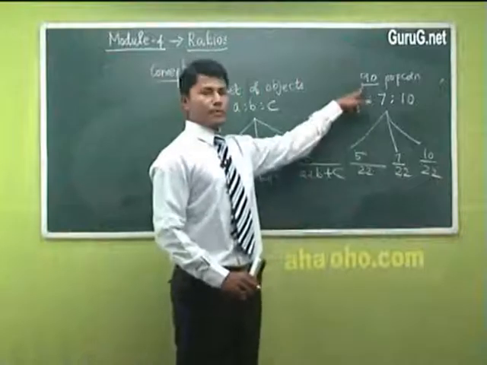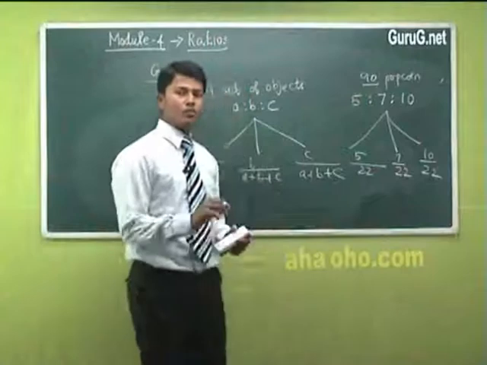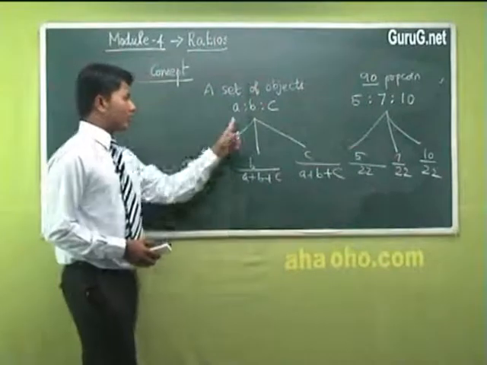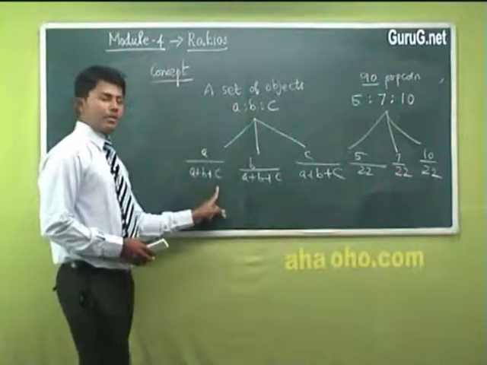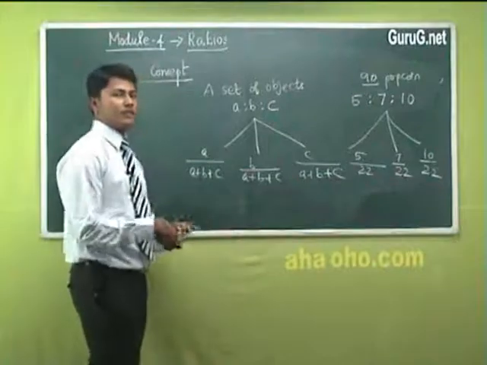For 90 popcorn packets, multiply 22 by x, 5 by x, and so on, and the x value should be such that you get 90. So to divide into three groups, use A by A plus B plus C, B by A plus B plus C, and C by A plus B plus C. I hope it would be clear.